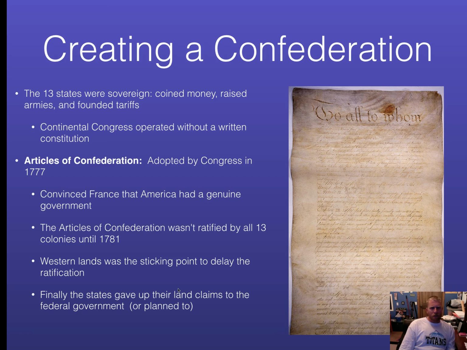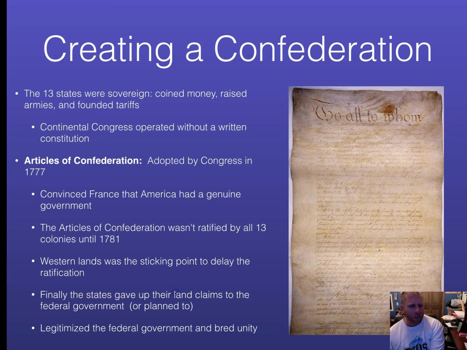Under the Articles of Confederation, the federal government is handcuffed. They don't have power. They can't raise money. There's no taxes. There's no tariffs. All they can do is sell land. And so like I said, it's a rebound government. It's incredibly weak, but it fills in the gaps until we can figure things out.